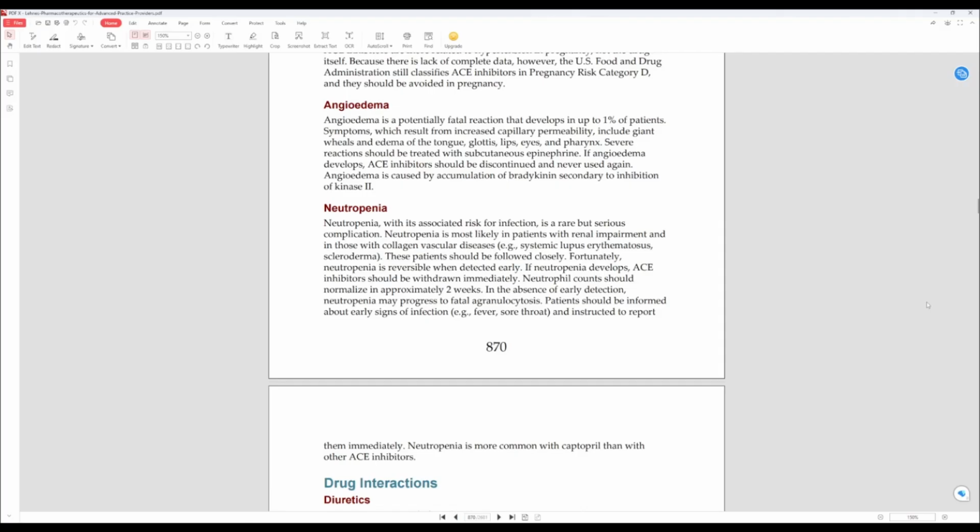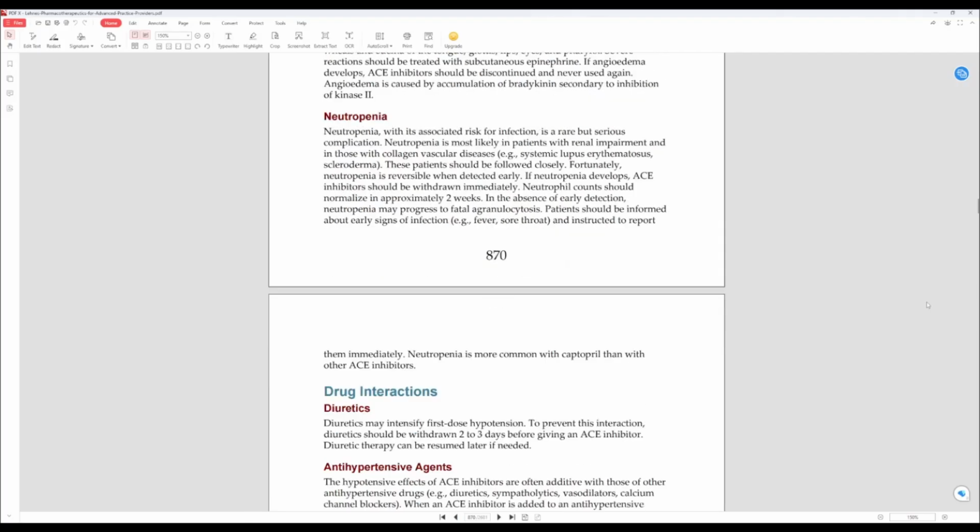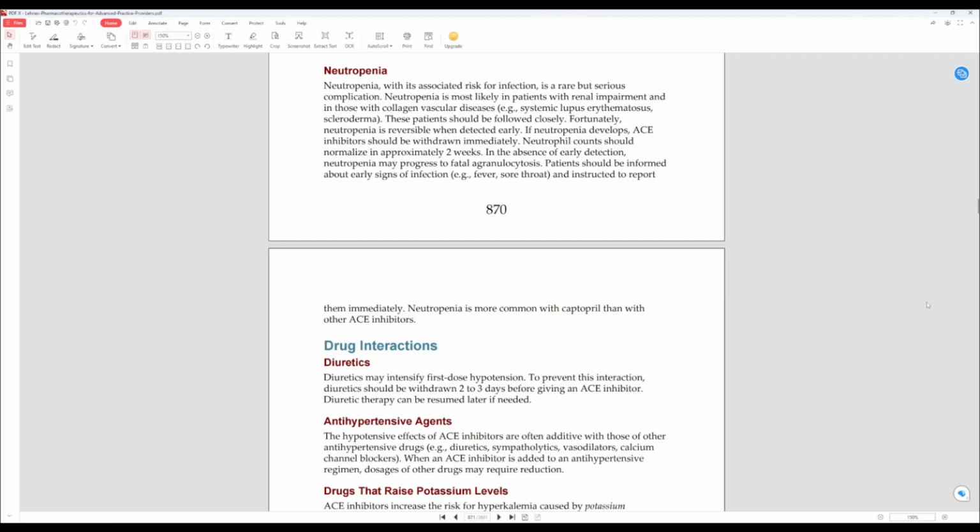Neutropenia. Neutropenia, with its associated risk for infection, is a rare but serious complication. Neutropenia is most likely in patients with renal impairment and in those with collagen vascular disease. So think of your systemic lupus or scleroderma. These patients should be followed closely.